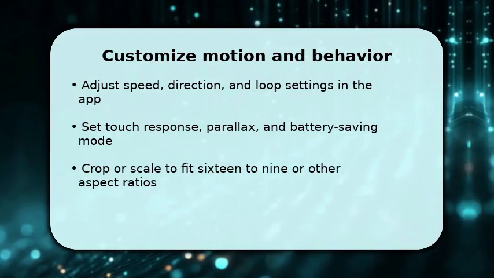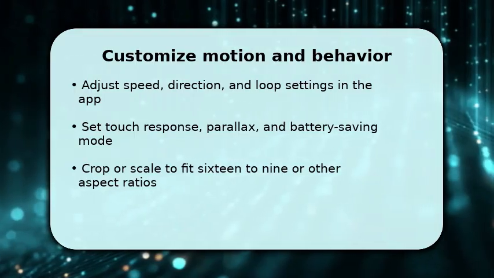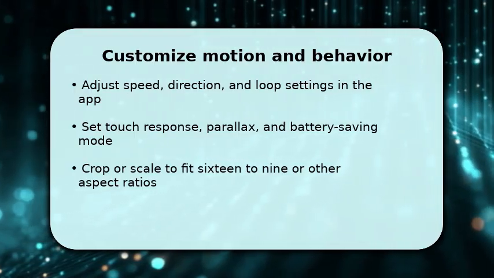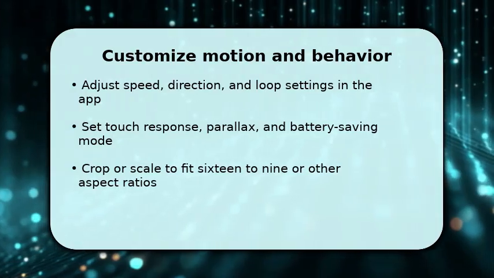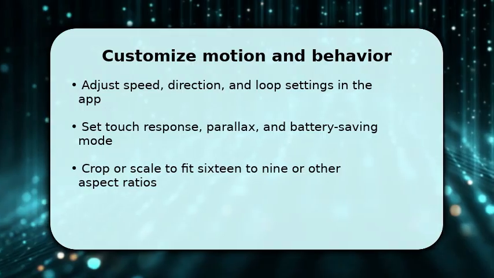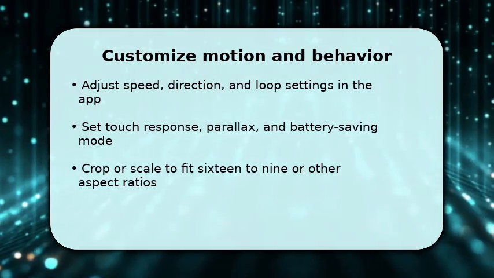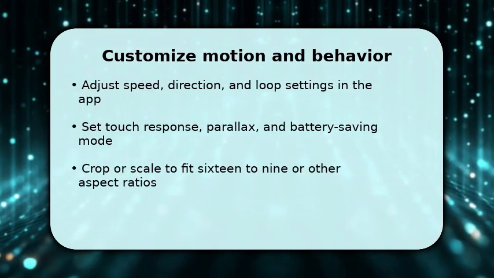Slower loops save battery. Once done, enable or disable touch response and parallax. These affect how your wallpaper reacts to swipes and tilt. Make sure to crop or scale to match your screen's aspect ratio so content doesn't clip. Finally, preview at different brightness and lock screen states to confirm the look match.